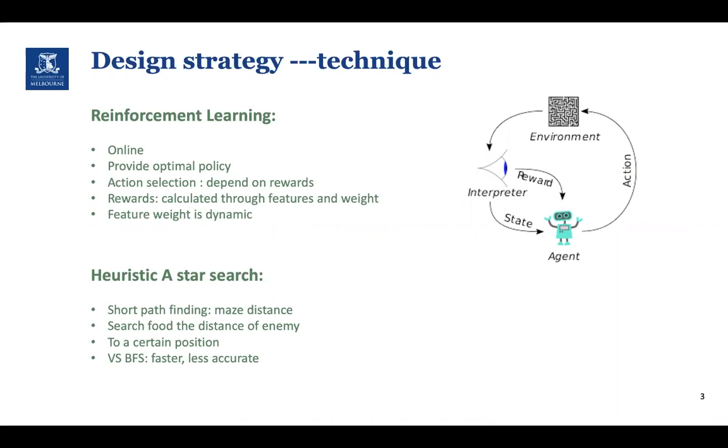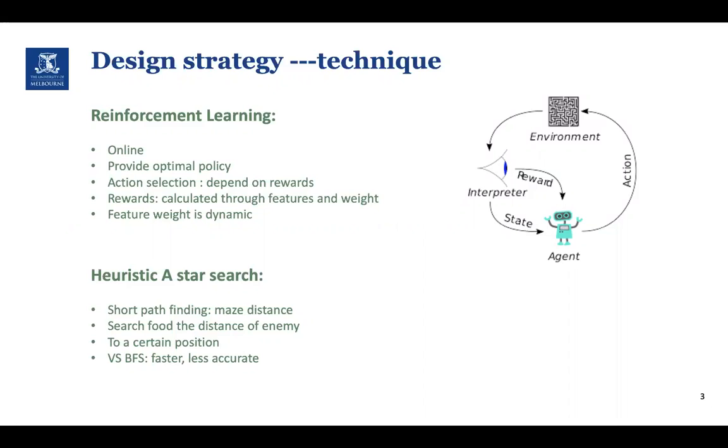Reinforcement learning is an online technique which can provide optimal policy for a problem. We use it to guide the offensive agent to do the actions for each state. In our program, we define different features and corresponding feature weights. In each state, we calculate the rewards of actions by feature and weight. The action with maximum reward will be returned as a result. Besides, feature weight is dynamic and will be updated in different situations. This could lead to a more optimal action selection.